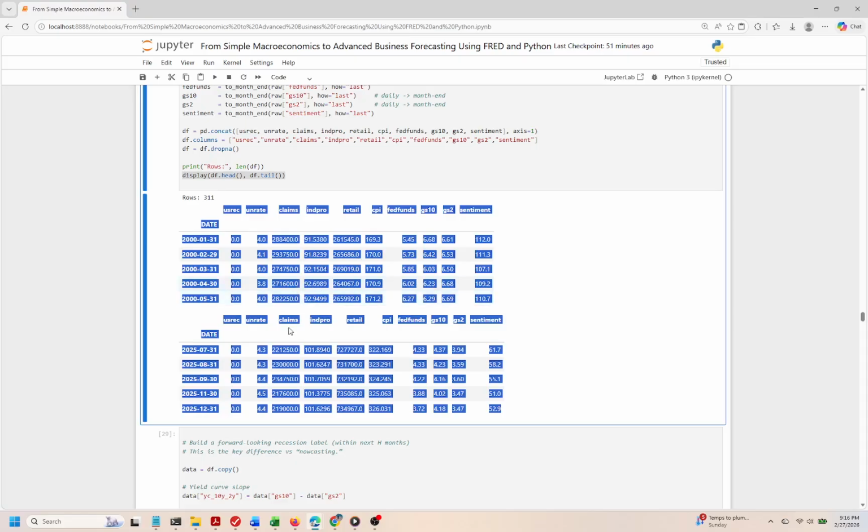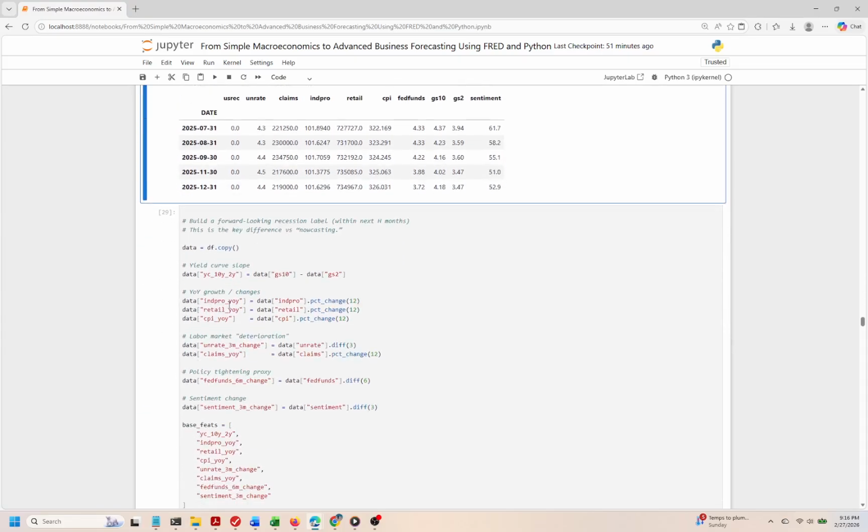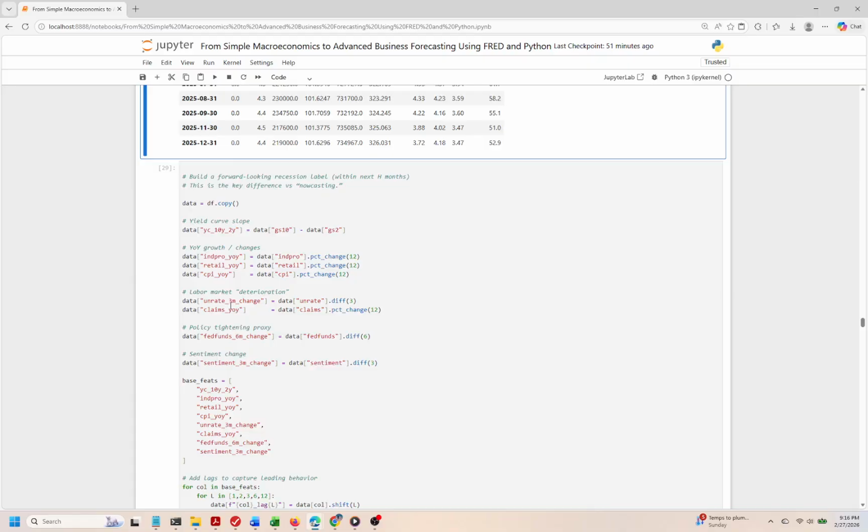Cell 17. In this cell, we're laying the groundwork for a predictive model that will help us identify potential recessions within a specified time frame, rather than just evaluating the current economic conditions. This concept of forward-looking recession labeling is significant because it shifts our focus from simply observing what's happening now to anticipating future economic trends, which can be crucial for decision-making in finance and policy.